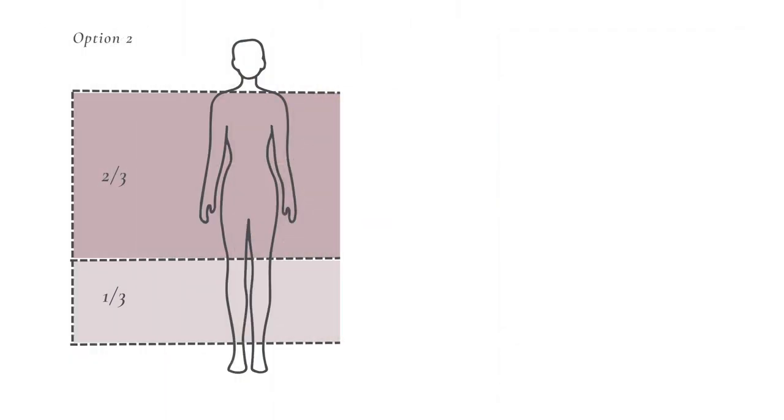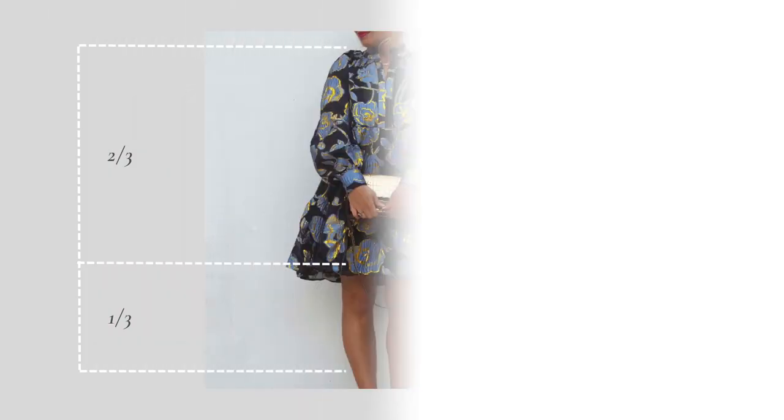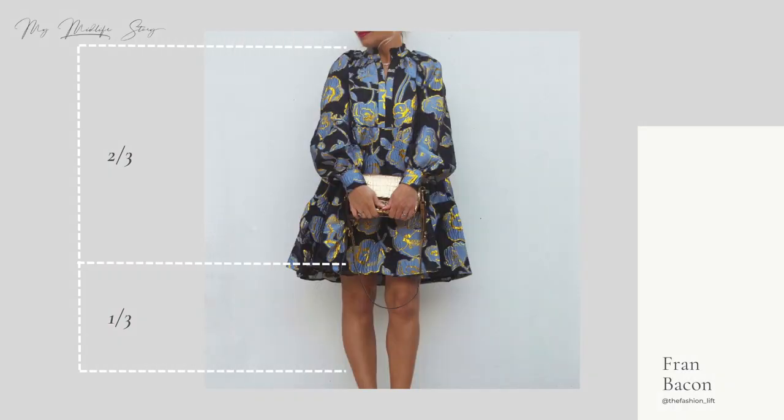So option two is to have two thirds at the top and a third at the bottom. It's much more difficult finding examples of this. So we're going to first of all start with Fran Bacon, and she's got a dress here which takes up two thirds, and then her legs take up one third.